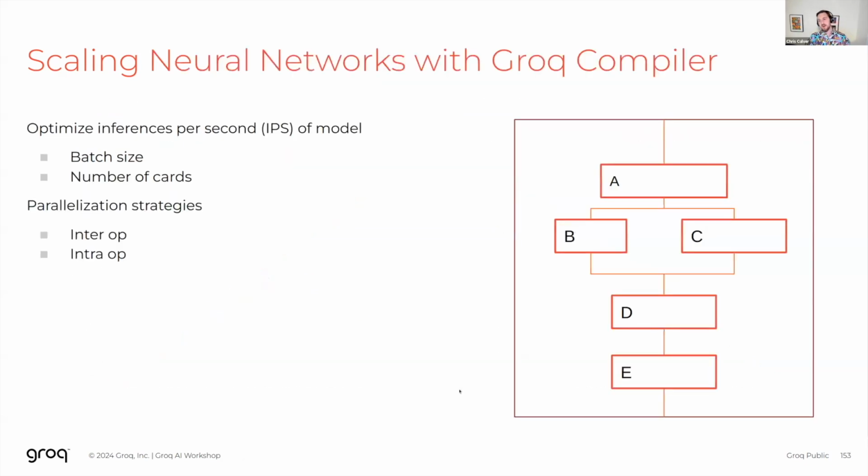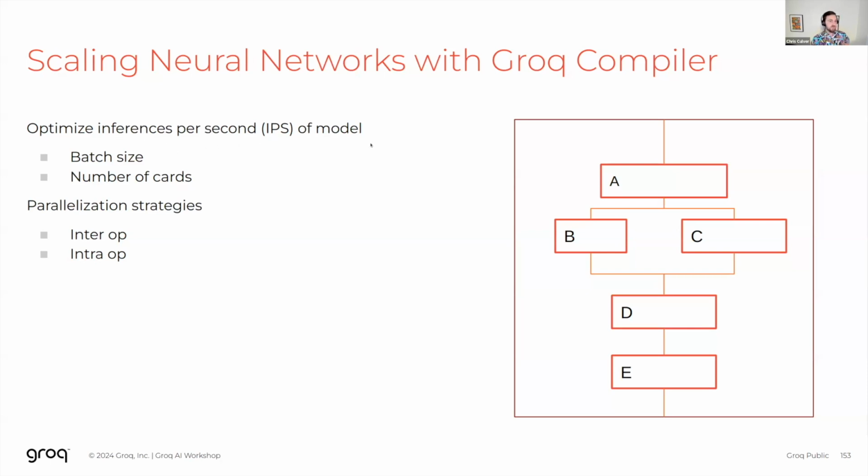So how do we do neural networks on the Groq compiler? You heard earlier today from Philip that if you have some neural network, essentially all it is is a graph of computation. So you take your inputs, run it through operator A, operators B and C, and then operator D, and then operator E. And the thing we want to do for throughput, at least, is optimize how many inferences per second we can do with the model.